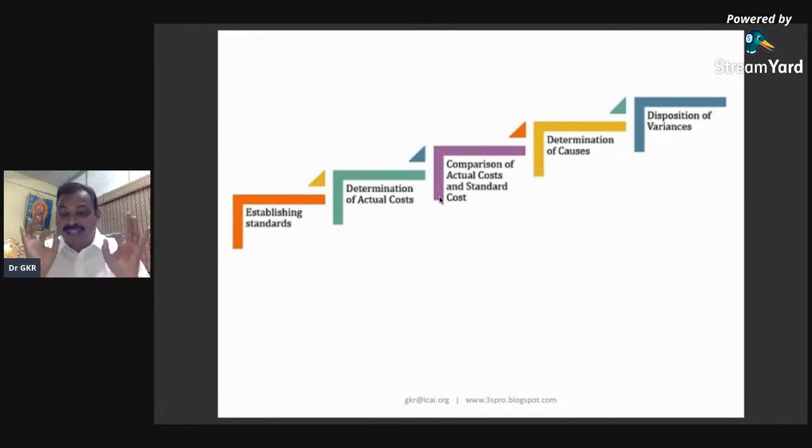Very important. Standard costing is there in our life. It is there in our life by default. So therefore, this is a chapter which has to be very, very simple for all of you.